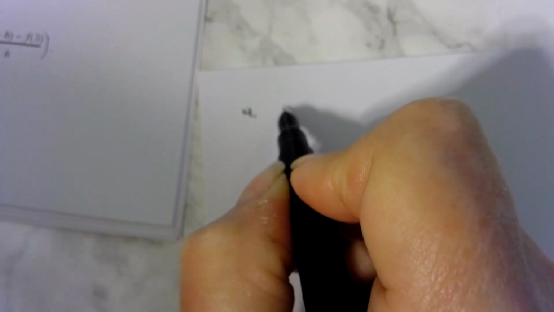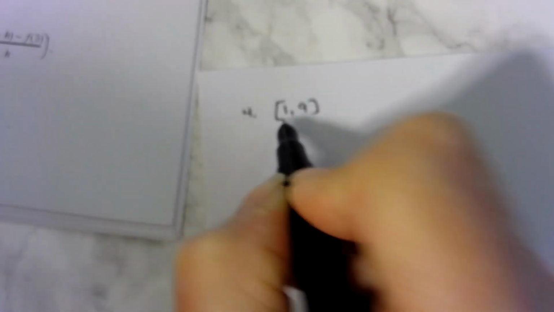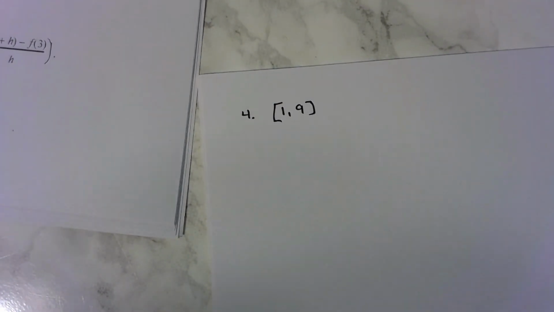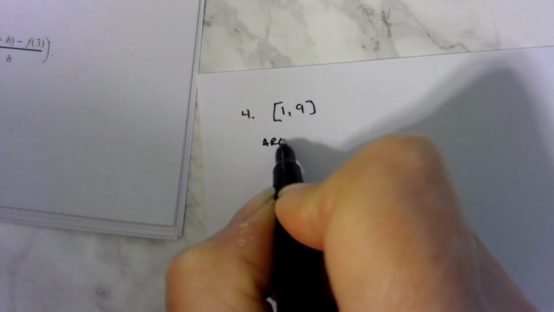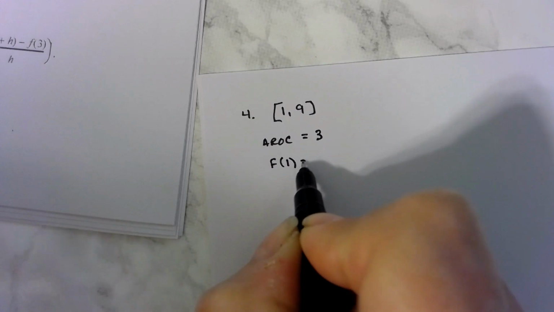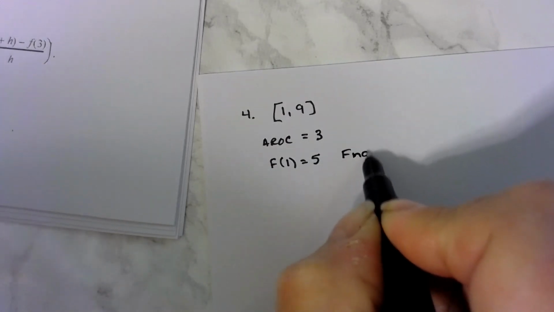So, this is number 4, my interval is 1 to 9. So I just write it down like that. Okay, and I'm really sorry about this Elmo thing. I don't know what's going on with it. I really apologize for that, but it has a mind of its own. So there's our interval, and we are told that the average rate of change over that interval is 3. And we're also told that f of 1 equals 5, and we want to find f of 9.